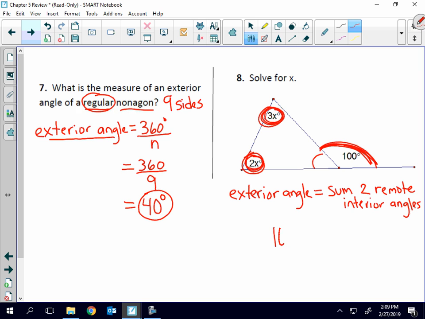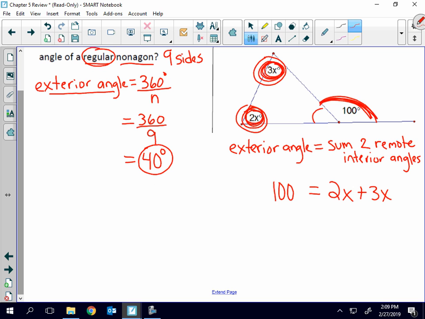So that 100 degree angle equals the sum. Sum means to do what? It means to add. I'm going to add my two interior angles, 2x plus 3x. That's all it says. The outside one equals the sum of the two inside.